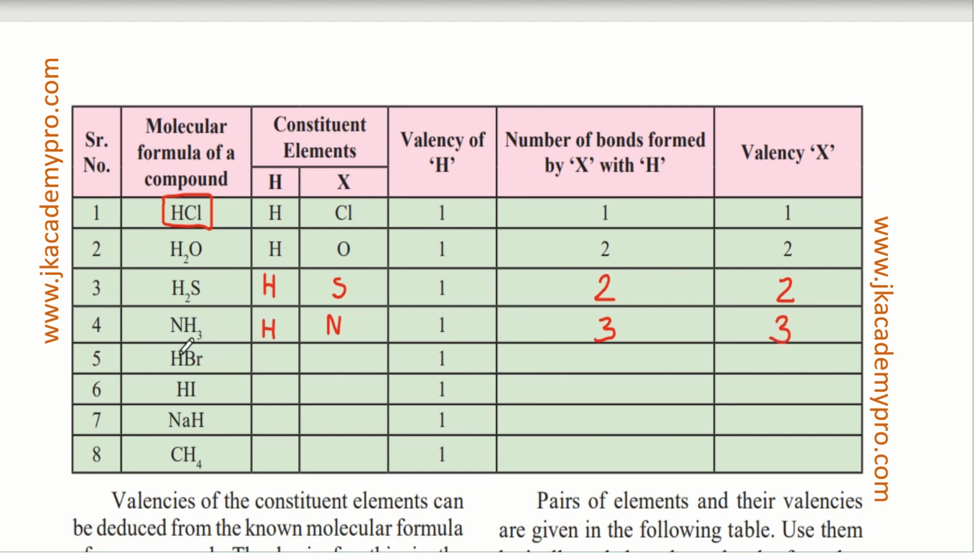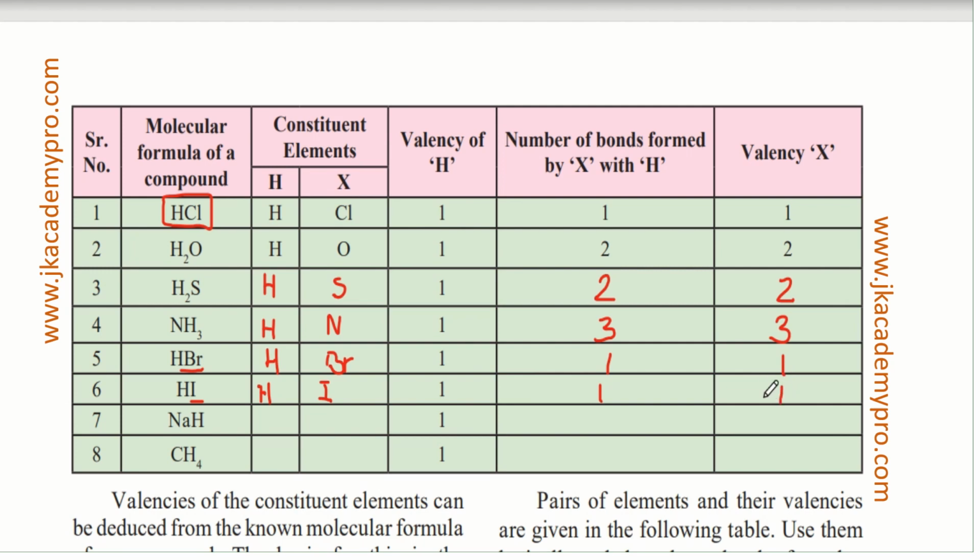The next example is HBr. Here Br stands for bromine. So here the constituent elements are H for hydrogen and Br for bromine. Here there is just one atom of hydrogen forming a bond with one atom of bromine. Therefore, the valency of bromine is 1. Similarly, HI is hydrogen forming a bond with iodine. So this will also be similar to HBr, where the valency of iodine is 1 because there is just one atom of hydrogen forming a bond with one atom of iodine.